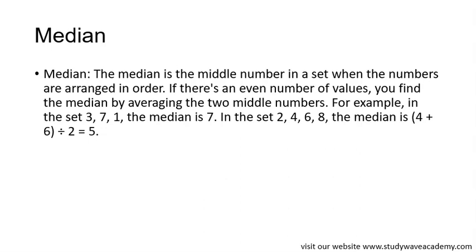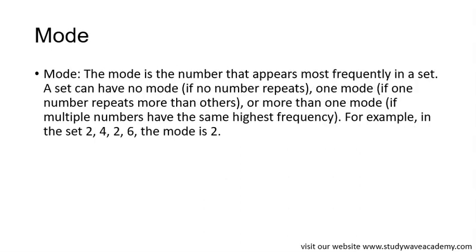Now let's look at mode. The mode is the number that appears most frequently in a set. A set can have no mode if no number repeats, okay? One mode if one number repeats more than others, or more than one mode if multiple numbers have the same highest frequency. For example, the set 2, 4, 2, 6.